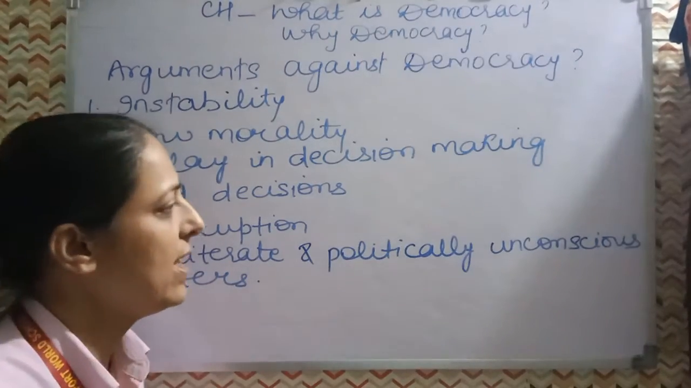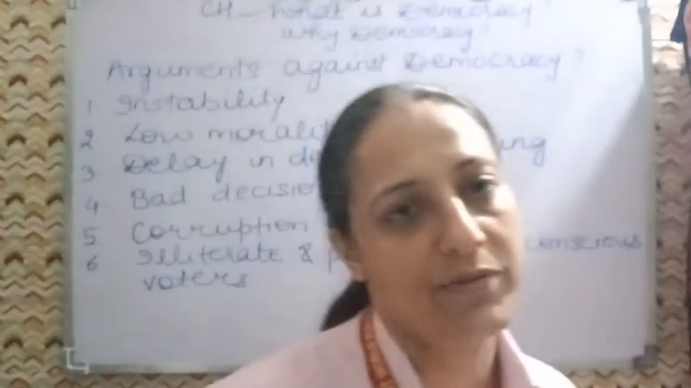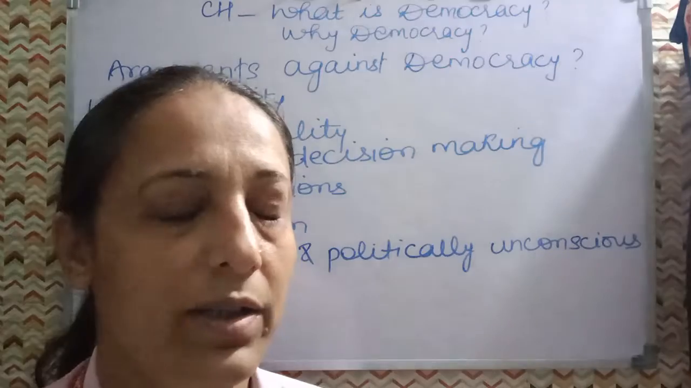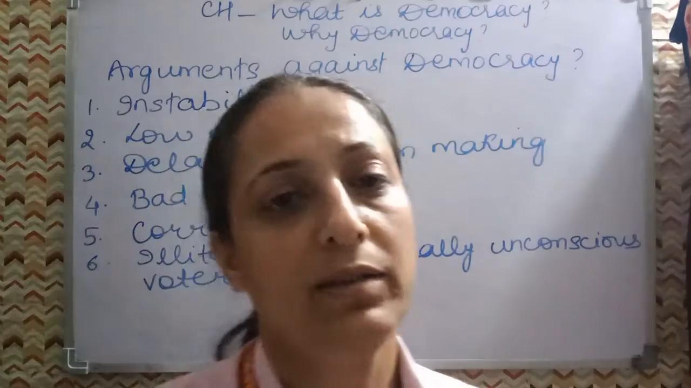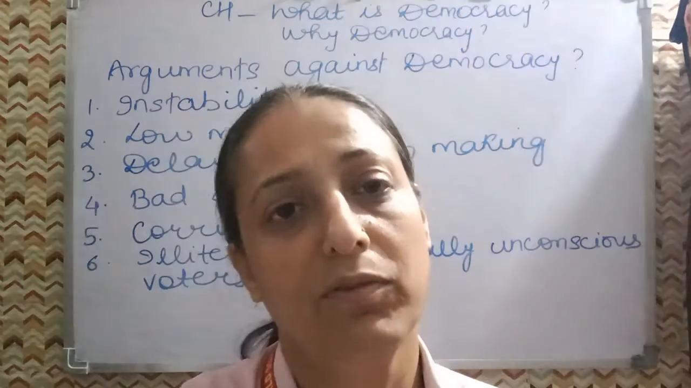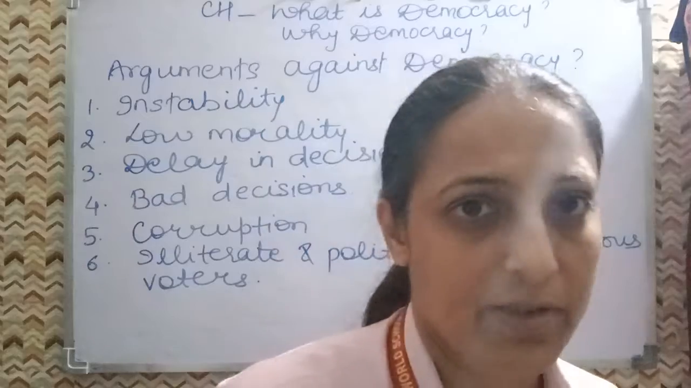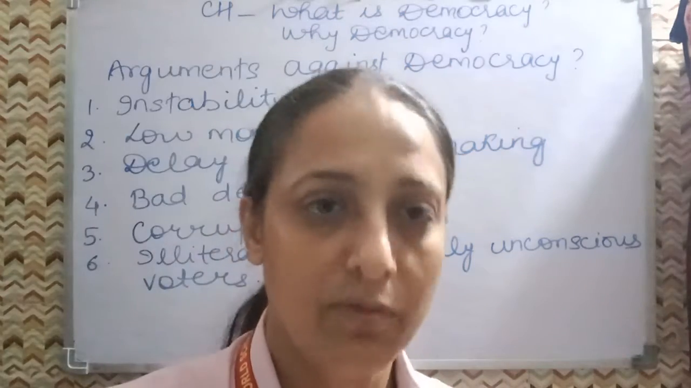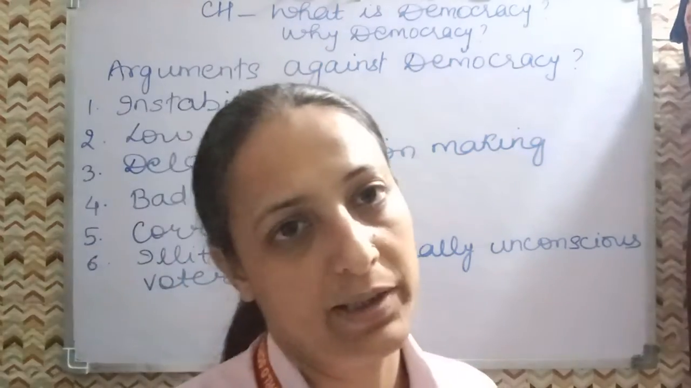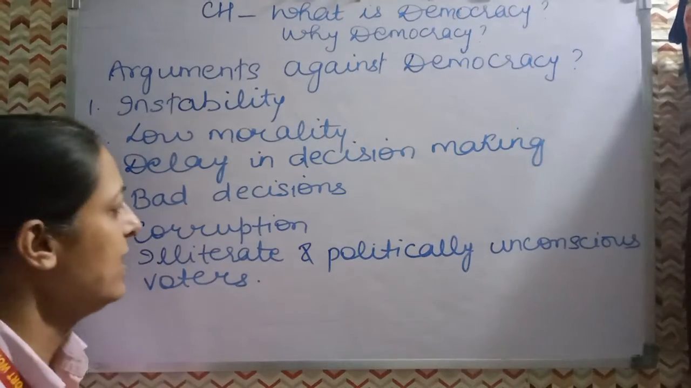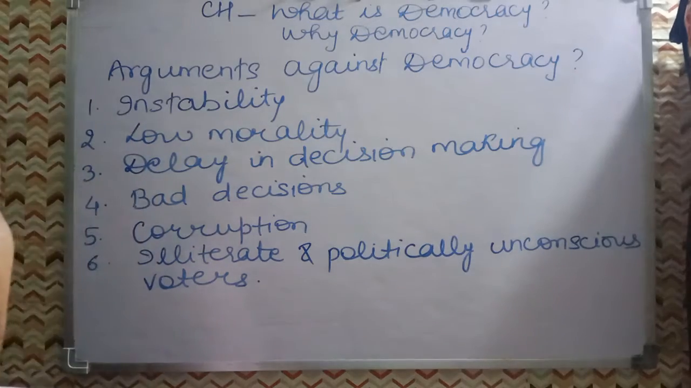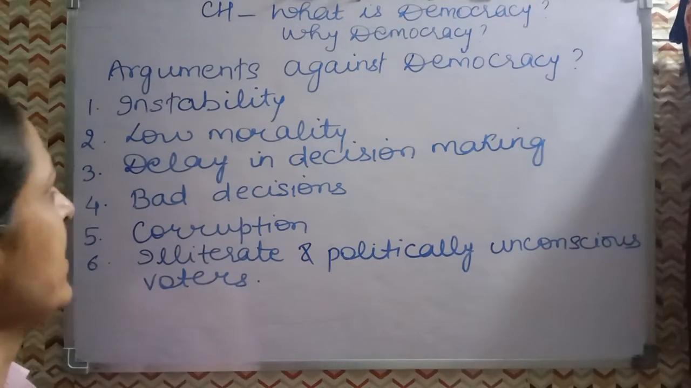And then we have politically unconscious, uneducated voters. Illiteracy rates are very high, so the voters don't know their best interest, and they don't know how to cast their vote, and just for simple favors they sell their vote, or they cast their vote for the unfavorable candidate. They don't know that their one vote is worth a lot, and they can bring so many changes by casting their votes appropriately. But again, this is one of the arguments against democracy, that illiterate and politically unconscious voters are there in our country. So all these are the arguments against democracy.